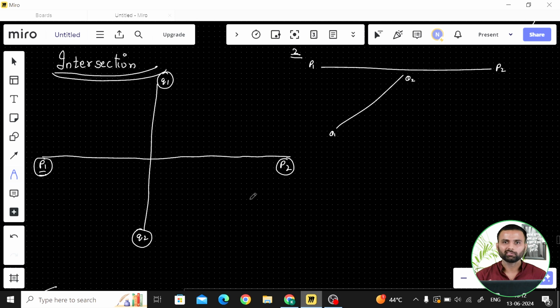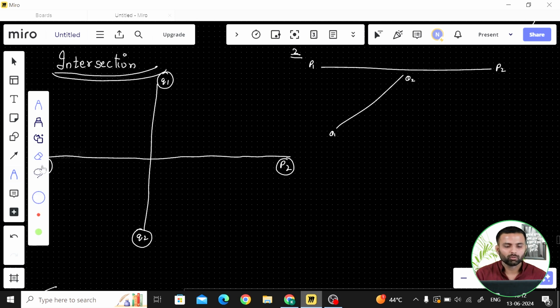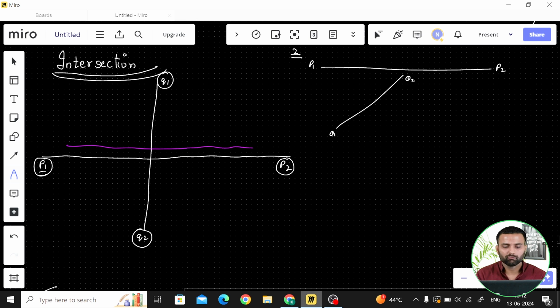First of all, let's understand the intersection point. For example, this is the first line, P1 P2, and this is the second line we have. If you look clearly, the two line segments intersect with each other. So here we just have to return true in this case.